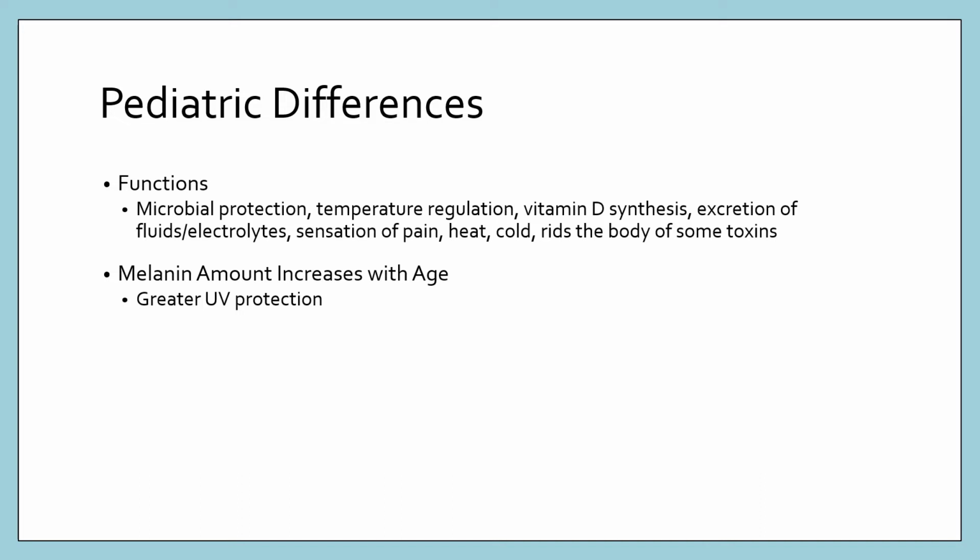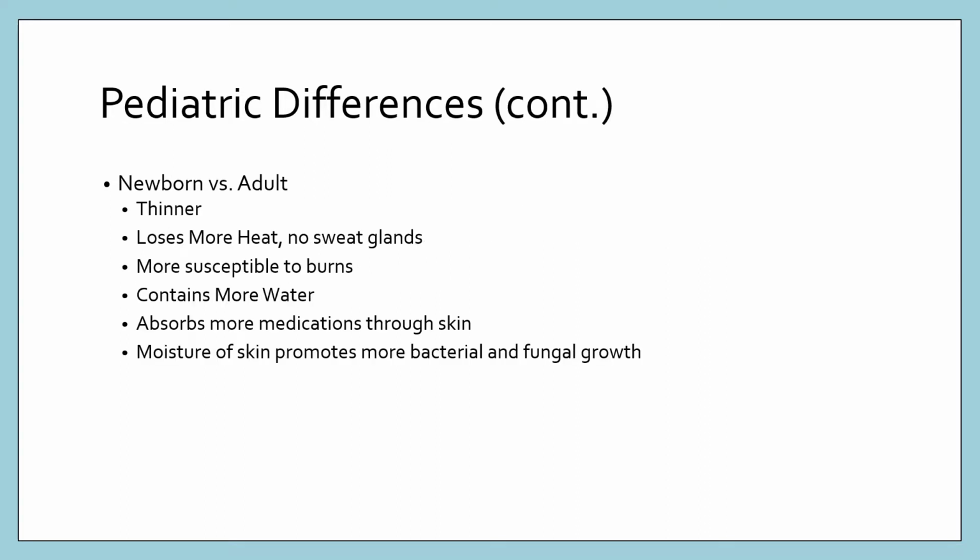Melanin amount increases with age, so that affects the skin coloration. What that means is that young children, infants especially, have very little UV protection in their skin, but it improves as they get older and older. This is why we don't want to take babies out in the sun for too much sun, because they can burn very quickly. All right.